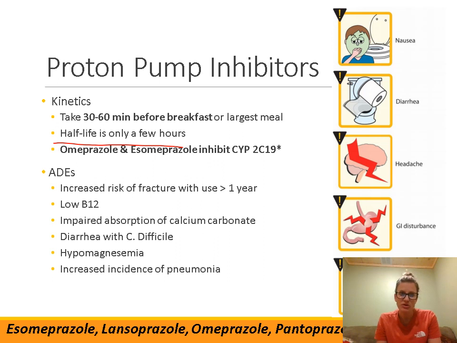The proton pump inhibitors should be taken about 30 to 60 minutes before breakfast or your largest meal of the day. The reason for this is they inhibit active pumps better. So you want the drug to be absorbed and there when you eat a meal and the pumps turn on, and then the drug can bind to each of those active pumps and inhibit them. Omeprazole and esomeprazole inhibit CYP2C19.